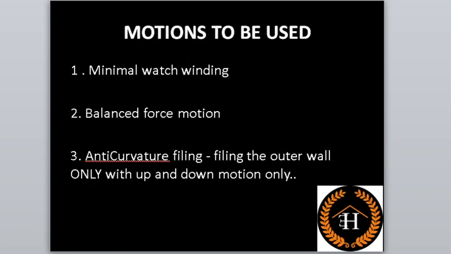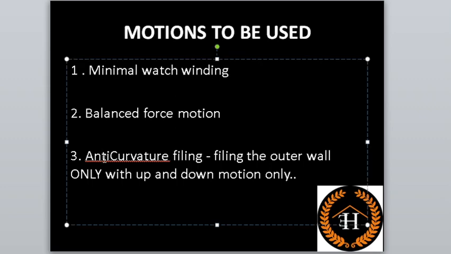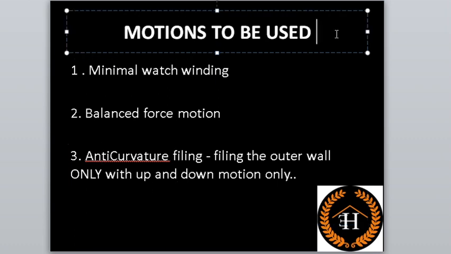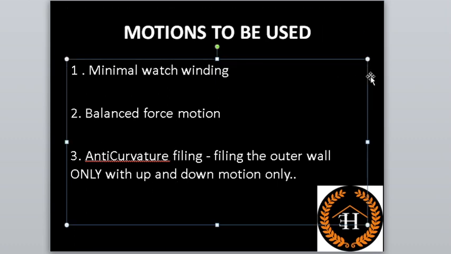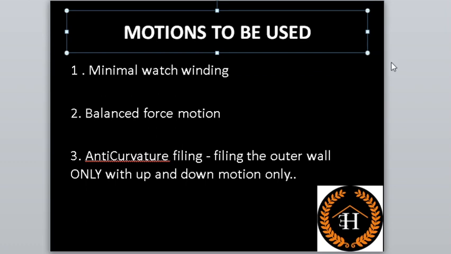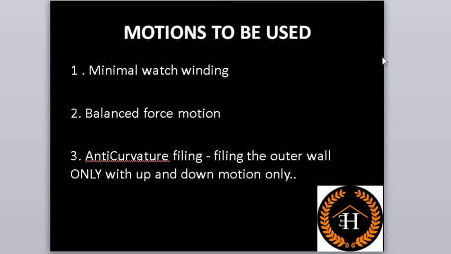What motions can be used? Minimal watch winding, especially in curved canals. You can use a balance force motion, and the most useful is the anti-curvature filing. That is filing the outer wall only, up and down motion. There is no motion of watch winding. In anti-curvature there is only up and down motion.